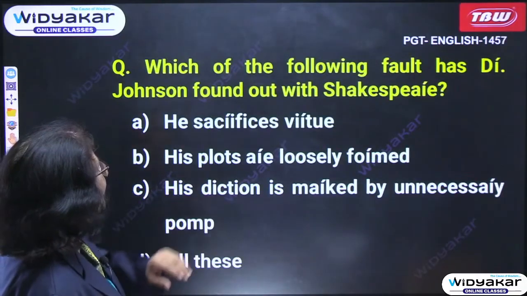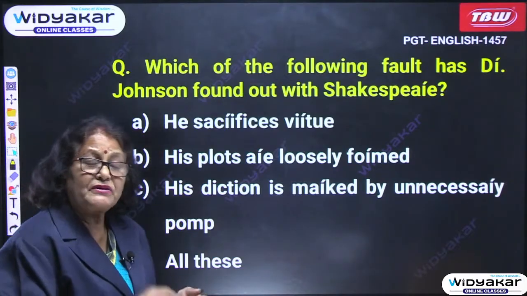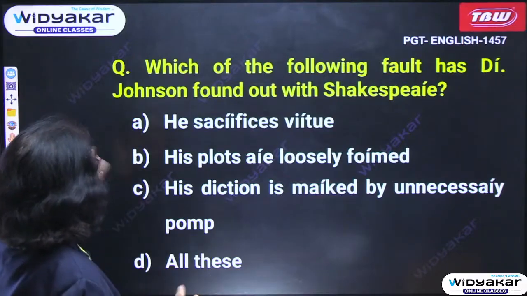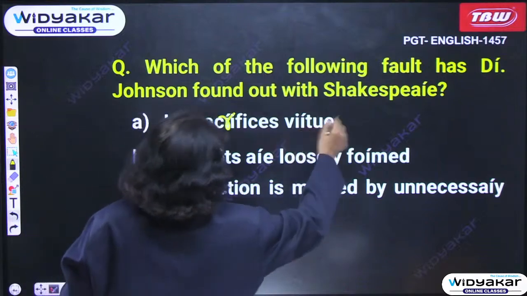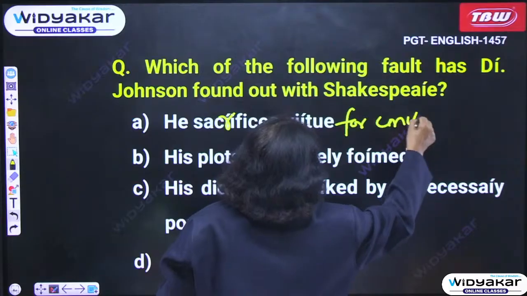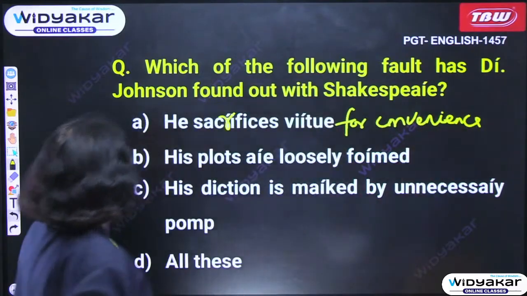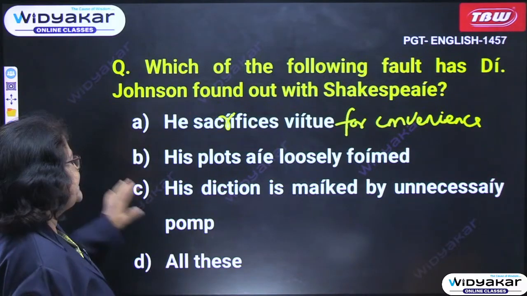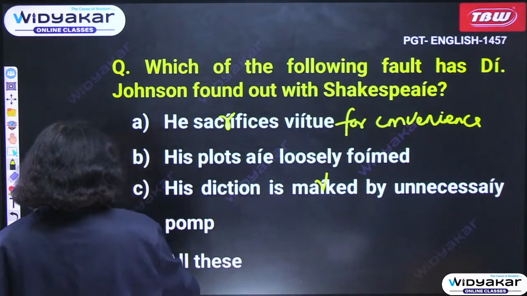Which of the following faults has Dr. Johnson found out with Shakespeare? He sacrifices virtue for convenience. His plots are loosely formed. His diction is marked by unnecessary pomp. All these. Option D is the right answer.